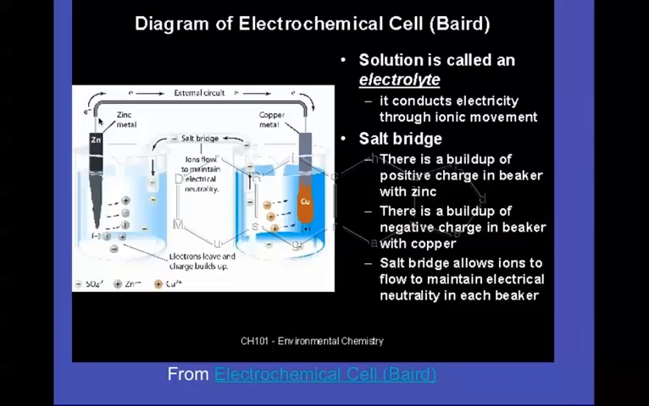The other way of looking at it is you've got electrons, negative charges, traveling through the wire. In order to make up for that, negative charges will travel in the opposite direction via the salt bridge. If we didn't have a salt bridge here, the reaction just wouldn't go. It would just sit there and look at you. Nothing would happen. So it's definitely necessary to have a salt bridge present in the process.